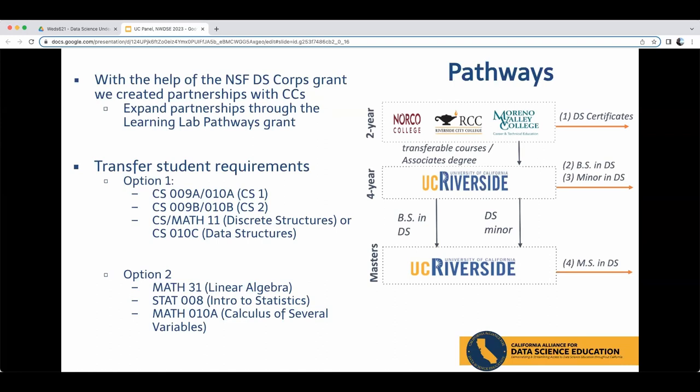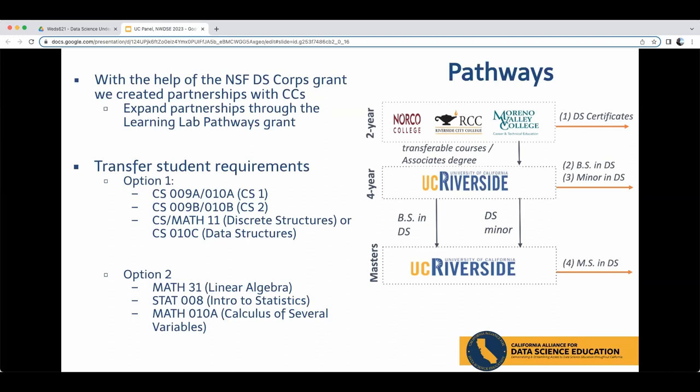We also accept, obviously, transfer students. This is the transfer students' requirements. So they either take programming courses, which is CS1 and 2, and either data structures, or the other minimal requirement for transfer is some statistics courses and calculus. So these are the minimum requirements to transfer to our data science major, and they need a GPA of 2.5.